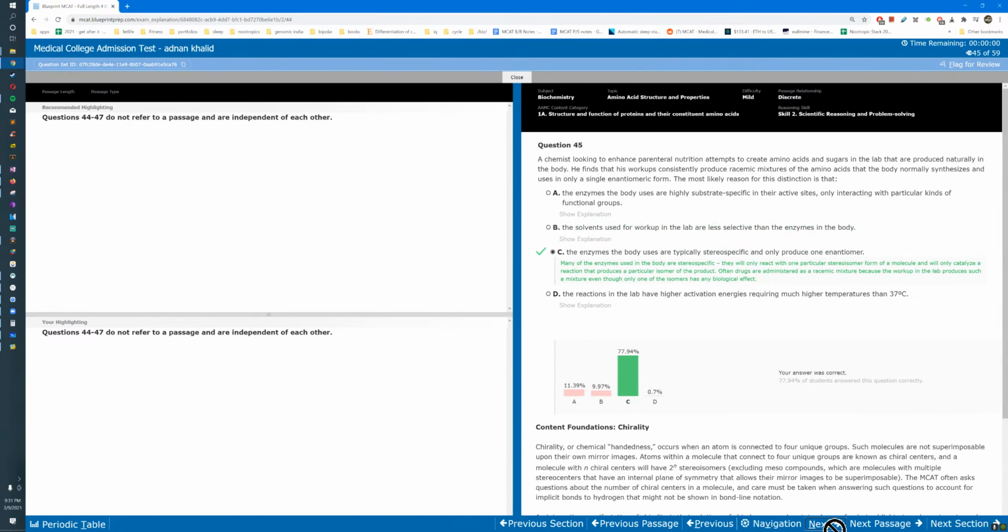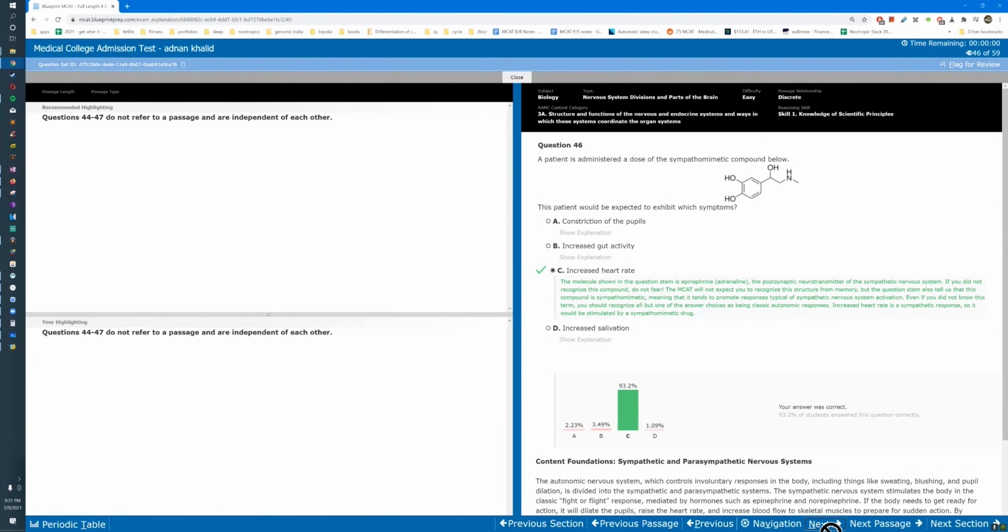Okay. Yeah, this is pretty easy too. Basically, this person is trying to make amino acids and sugars. Amino acids are going to be L, sugar is going to be D. But he gets racemic mixtures, which means that he has L and D of both of these. But the body only makes a single enantiomeric form, and that's because enzymes in the body are stereospecific.